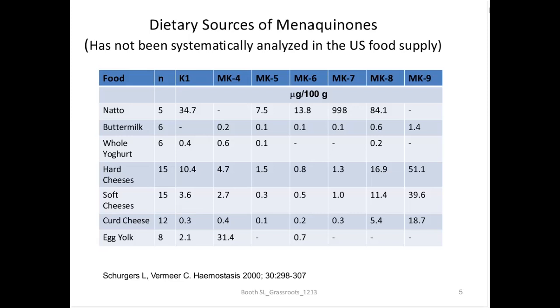But in terms of other foods that you might see in your diet, we see a lot of the cheeses have menaquinone 9 and menaquinone 8, and we also see some of the dairy products having menaquinone 4. So overall, you can divide the vitamin K1 or phylloquinone into plant-based foods, and the menaquinones appear to originate in foods of animal origin.